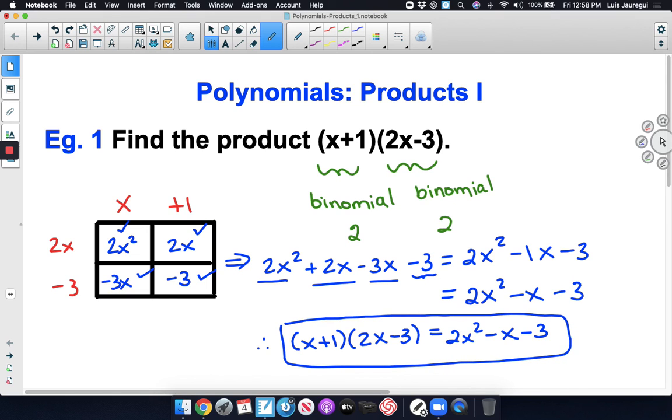And that's how we can actually use an area model to find the product of two polynomials.